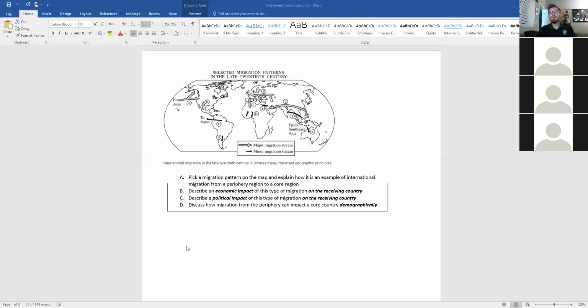All right, so back to this because I do want to finish this up so I can let you all go. Describe an economic impact. Look, why is it that these more developed countries take in immigrants? Because there's a bunch of jobs that the citizens in those countries don't want. So the economic impact is that you have a bunch of people now who are willing to do the jobs that citizens in those countries don't want to do.